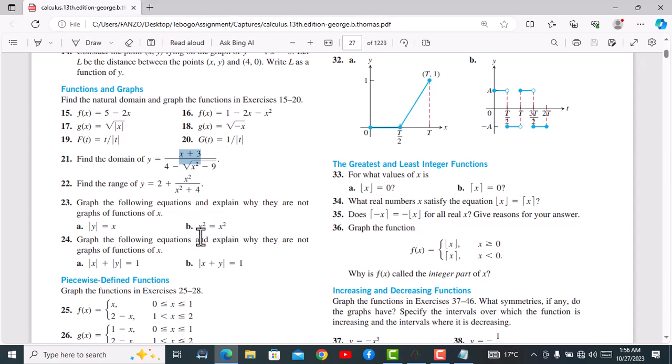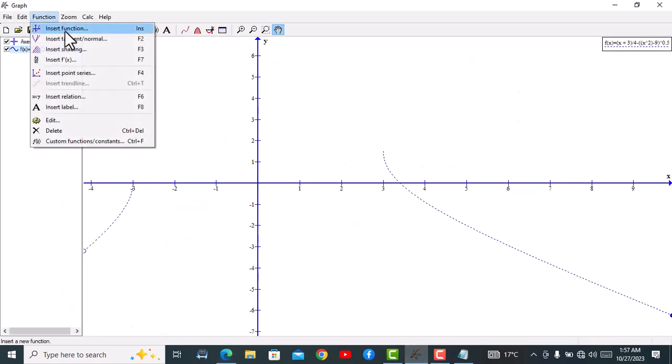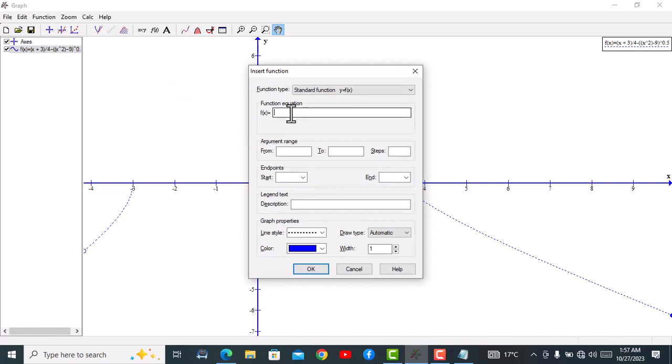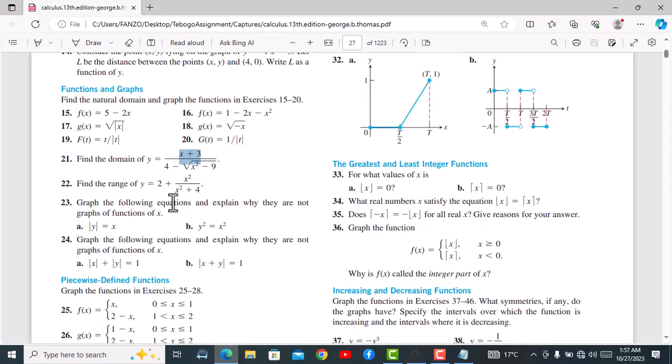I can introduce the square root on both sides. And when you do that, the square root and the 2 will cancel out, and then you will have y equals x. And I can draw that function of y equals x as a straight line there with a positive gradient, and I can therefore state, graph the following and explain why they are not graphs of the functions of x.